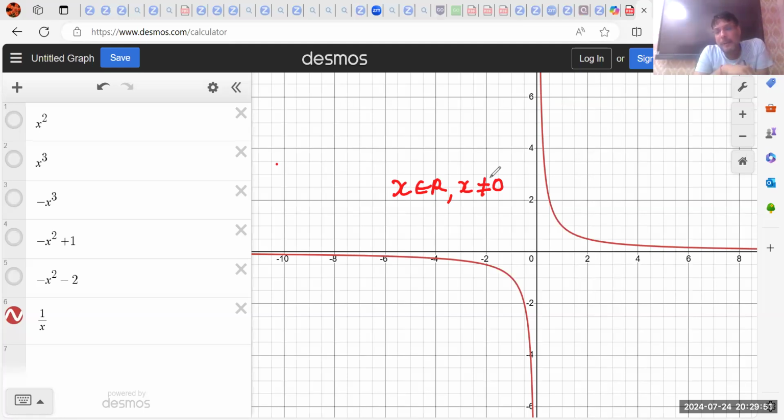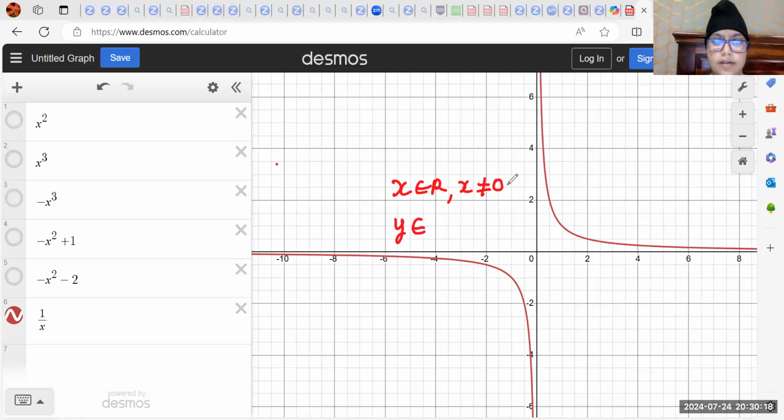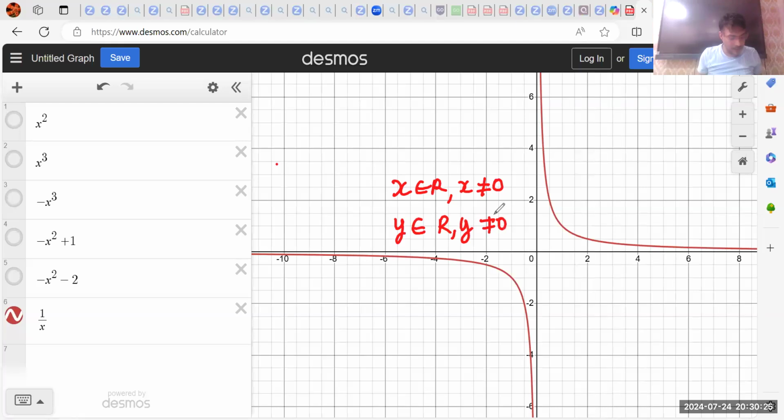So what will be the range? Tell me, guys. Sir, I think infinity. Sir, like why? Except 0, any value can be a range. What did you say? Yes, sir. So y belongs to R, y not equal to 0. Yes, sir. Okay, guys? Done?